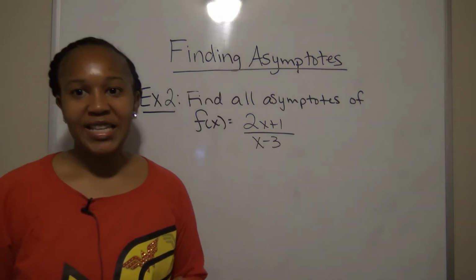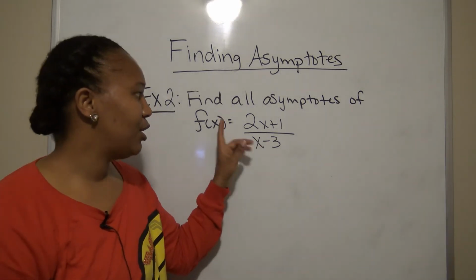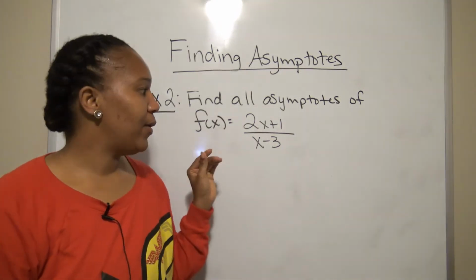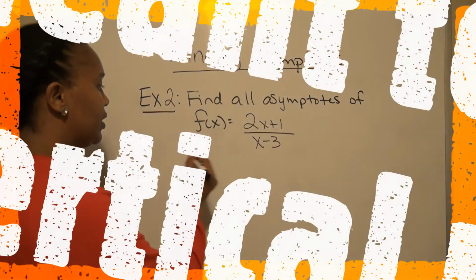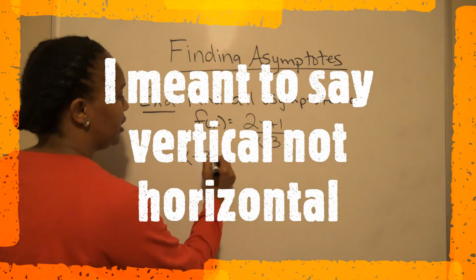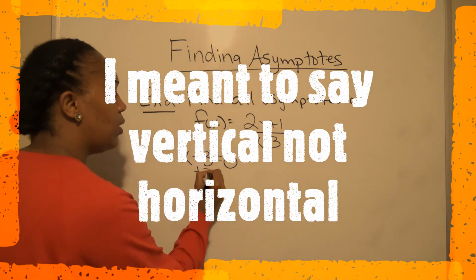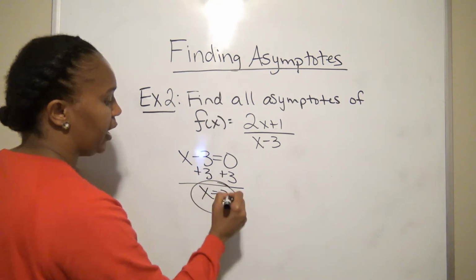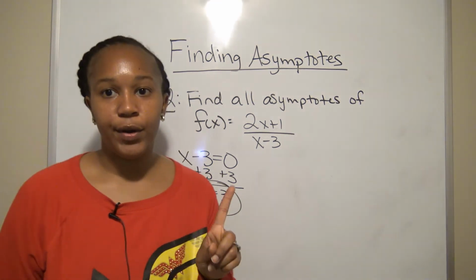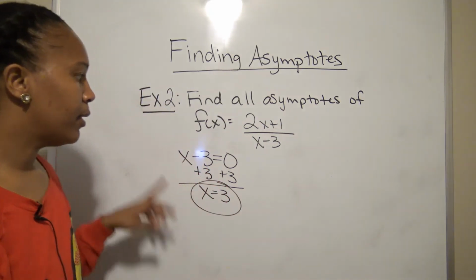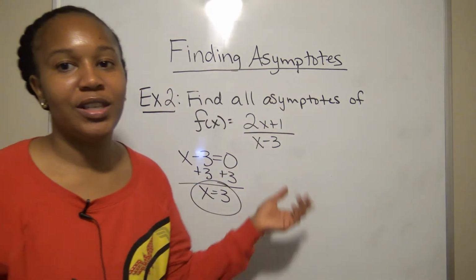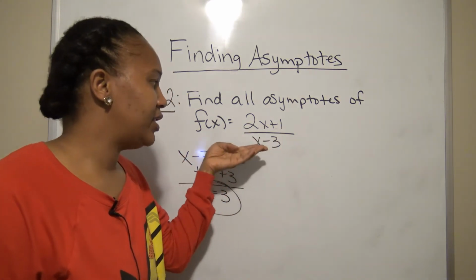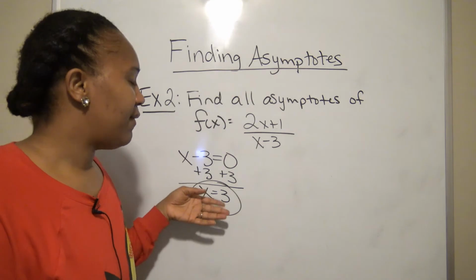Okay, for this second example, we want to find all of the asymptotes of f of x equal 2x plus 1 over x minus 3. So in this case, if we start off with our vertical asymptote, we take our denominator, set it equal to 0, and solve for x. And we get x is equal to 3. So we end up with one vertical asymptote, okay? So that one was pretty easy because it was a linear polynomial in the denominator. So solving it is really easy.